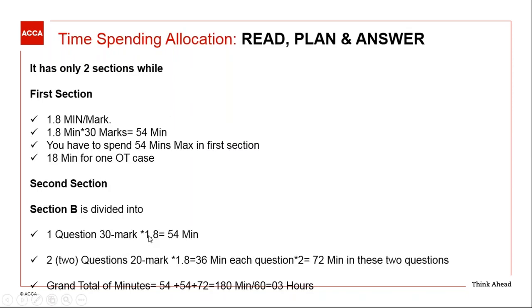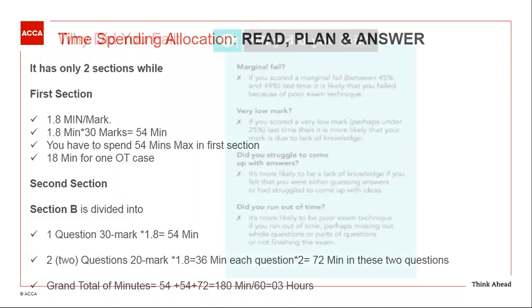Then we discussed the time allocation: read, plan, and answer. The crux of this slide was 1.8 minutes per mark to attempt the whole paper. So you have 1.8 minutes per mark. That's the crux which we discussed yesterday. I'm just giving the highlights for the students who were absent last day.